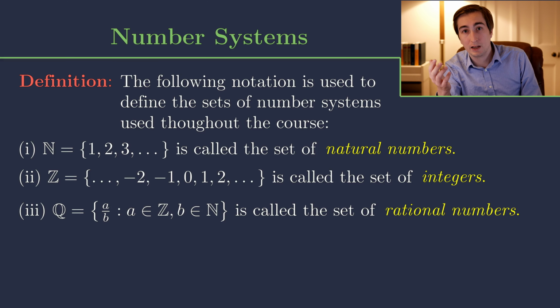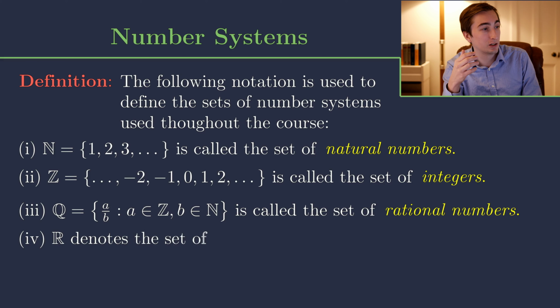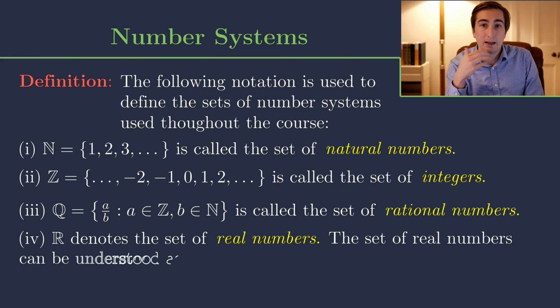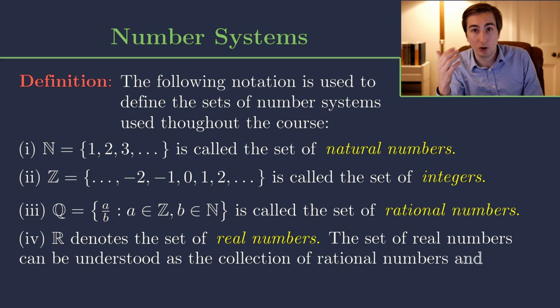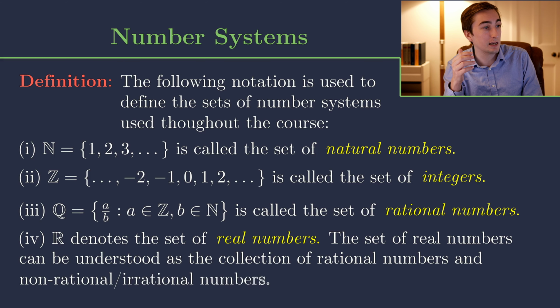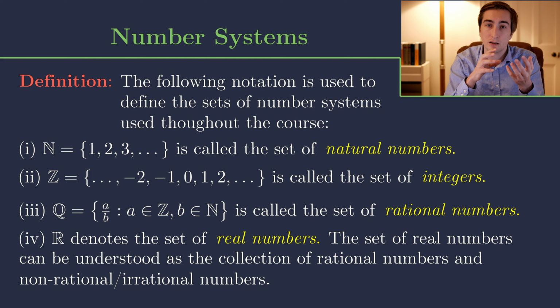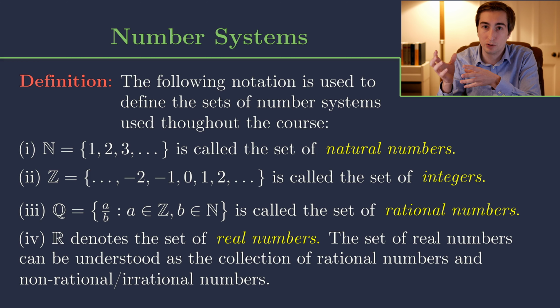And then the final set of numbers, which are the ones that you probably have worked with most in your life, are the real numbers. Now, the real numbers, we're going to say here, are effectively just the rational numbers and the numbers that are not rational. In other words, those are the irrational numbers. So we combine together the rational numbers and the irrational numbers, and that constructs our real numbers.